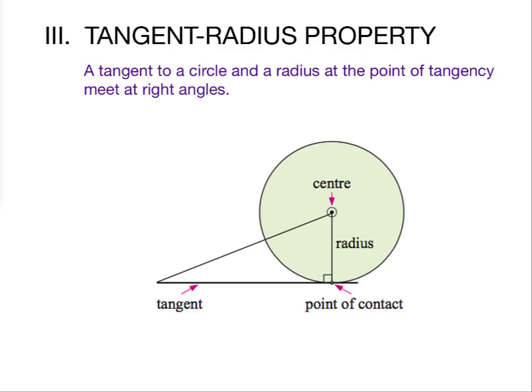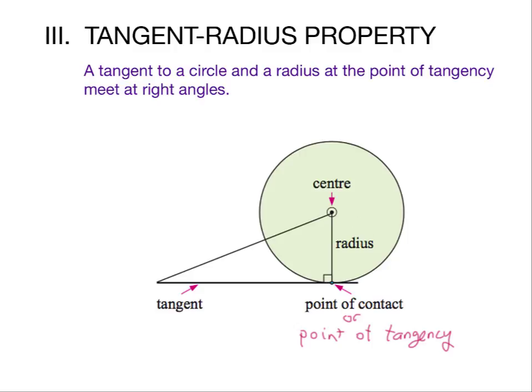And the third situation that you need to know is called the tangent radius property. A tangent to a circle and a radius at the point of tangency, or sometimes called the point of contact, meet at right angles. So here, as you can see, I have my radius and I have my tangent line. Now remember, the tangent line only intersects the circle at one point, exactly one point. And where that radius meets that tangent line on the circle, that is called the point of tangency, or the point of contact.